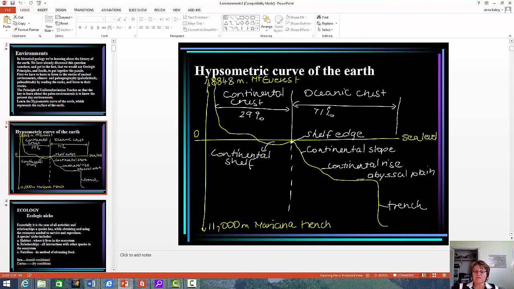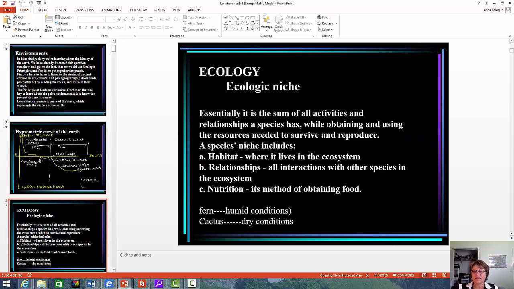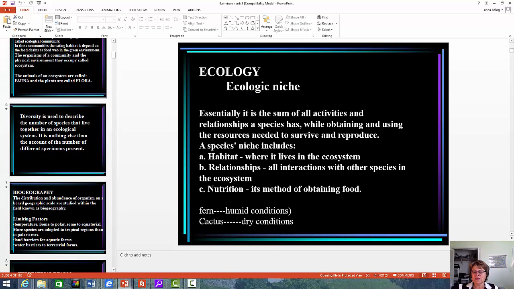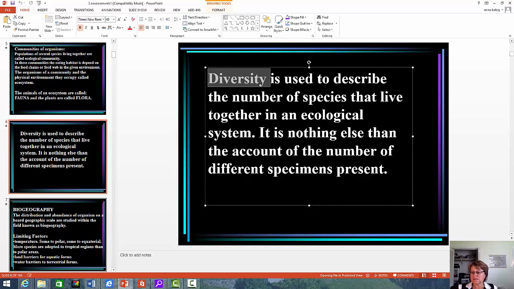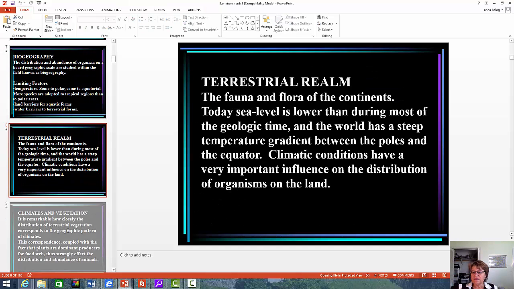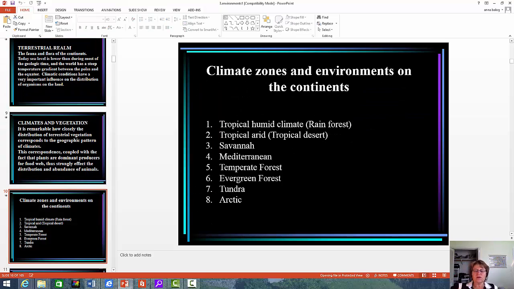And one important thing here is the hypsometric curve. I might ask that, so you should know it. And a little bit about the ecology stuff, but I understand that you more likely already kind of know it. It's important to know what diversity is, of course, and biogeography. And then these are the climate zones.